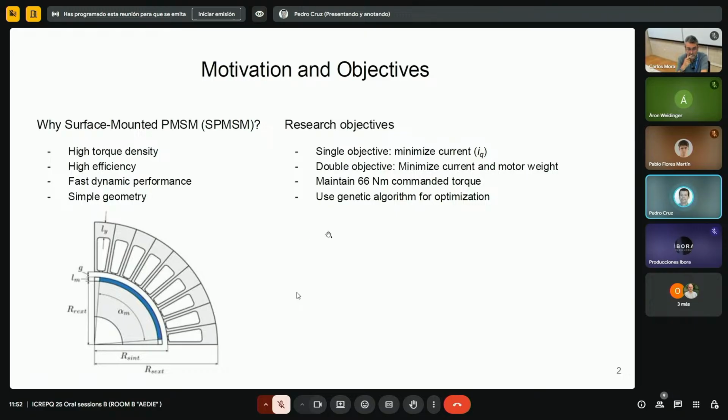The research objectives of the project are, on one hand, a single objective, that is to minimize the quadrature axis current, and another double objective, that is to minimize not only the current but also the motor weight, maintaining 66 Newton meters of torque in all the cases, and using the genetic algorithm for optimization.